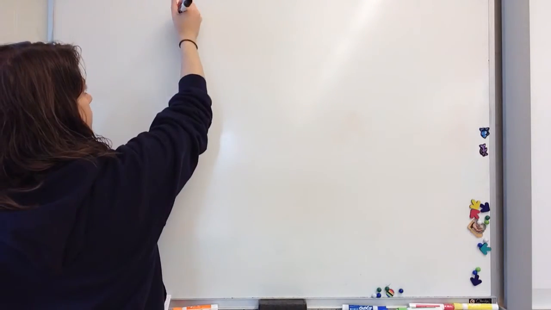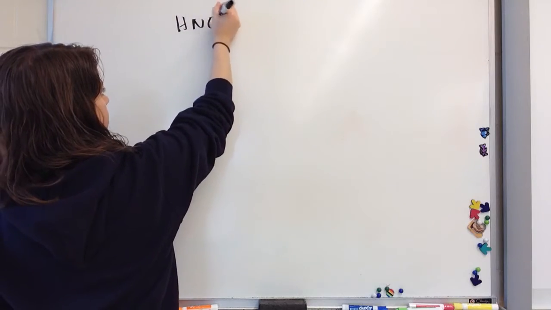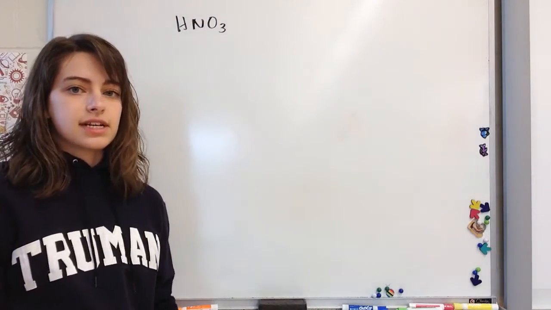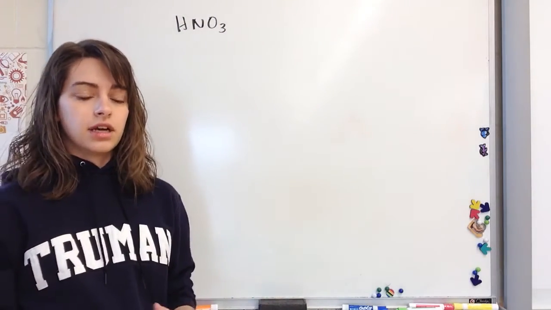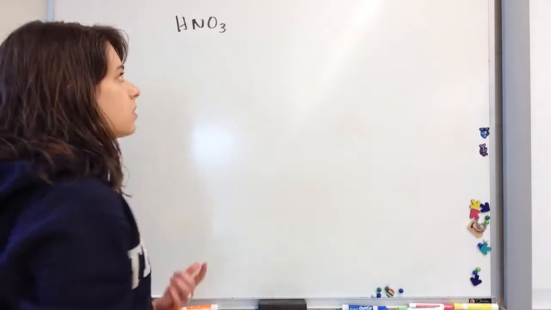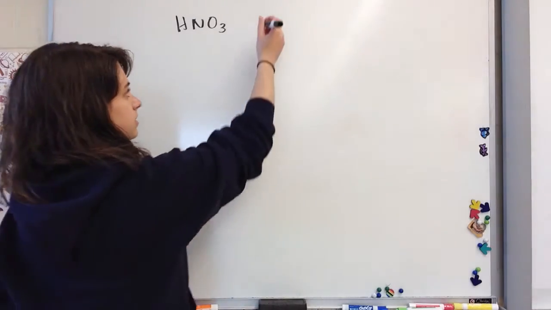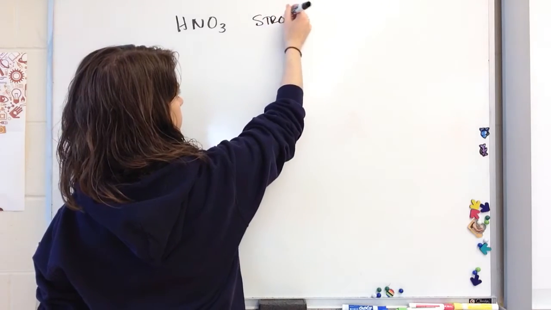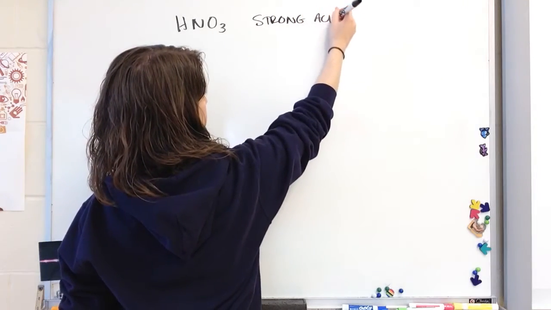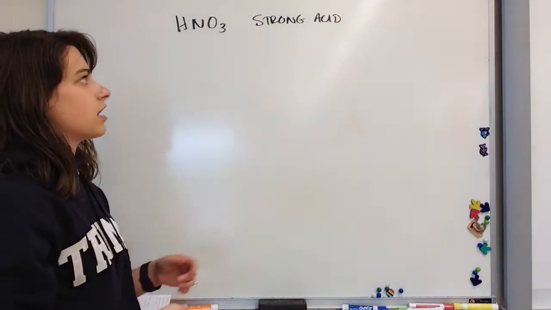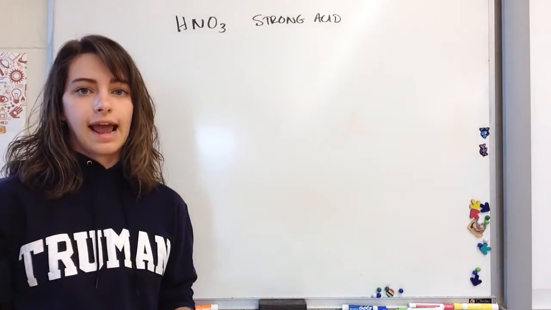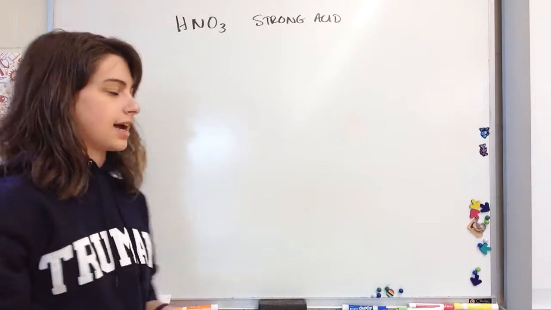So my first example is HNO3. So we kind of have to decide, is this an acid or a base? Is it strong or is it weak? Okay, well HNO3 we know is on our list of strong acids. Which means we're going to see our HNO3 dissociate, and we're going to see it produce H+ ions.